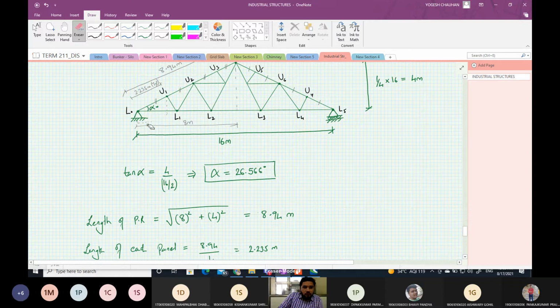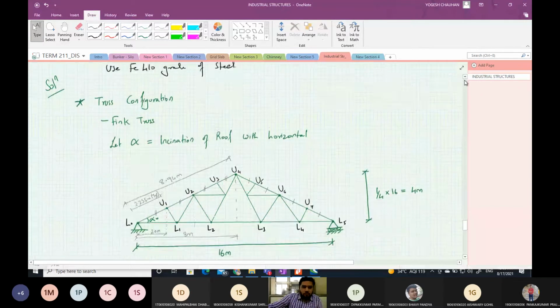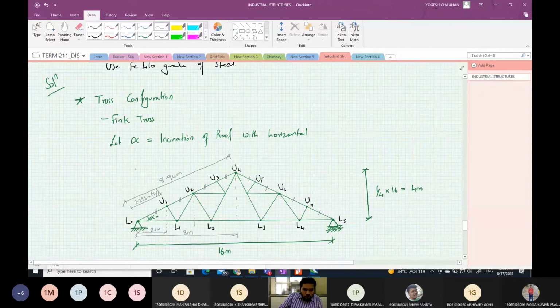The plan length is 2 meter for each of them. If you see it in plan, this total is 8 meter, and each of these panel points are 2 meter apart.